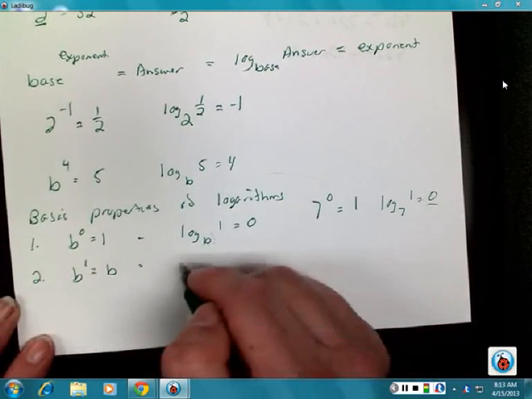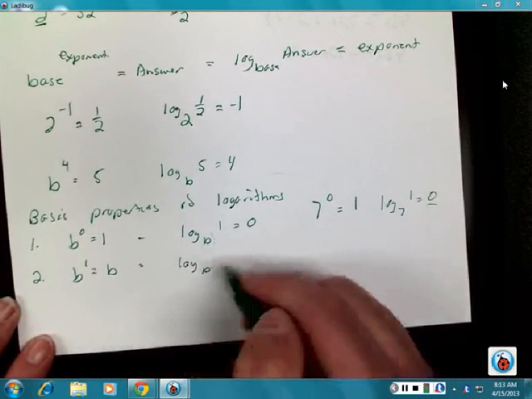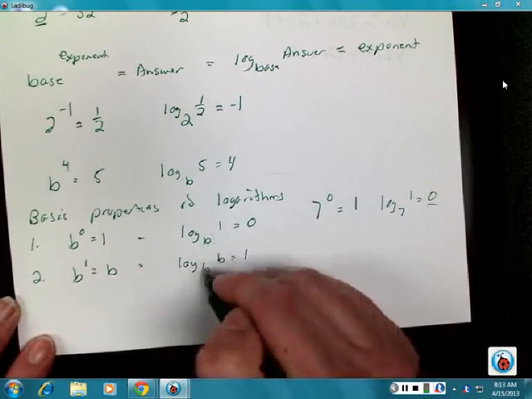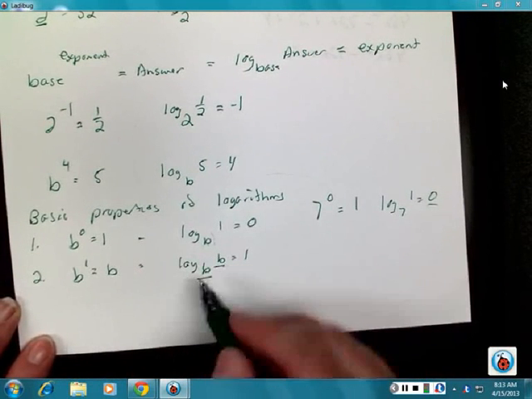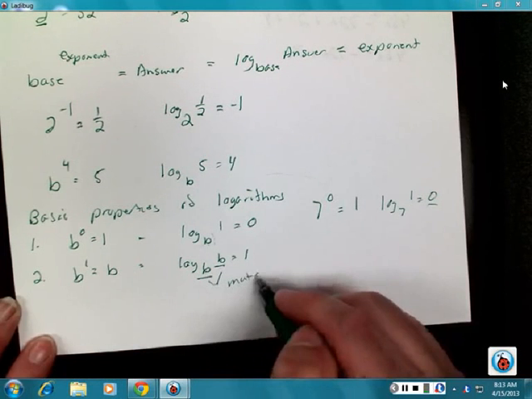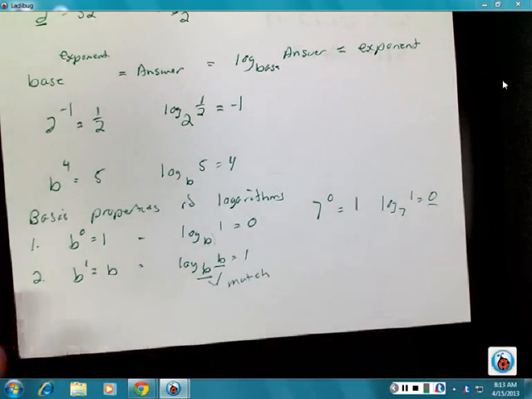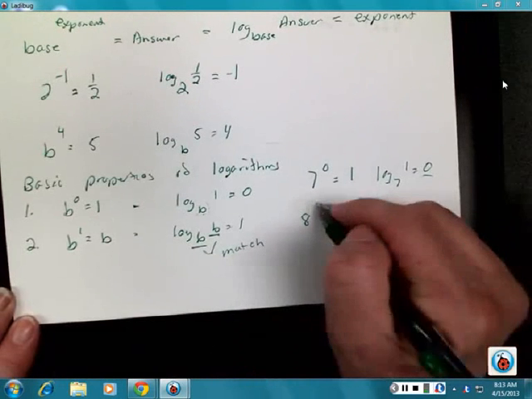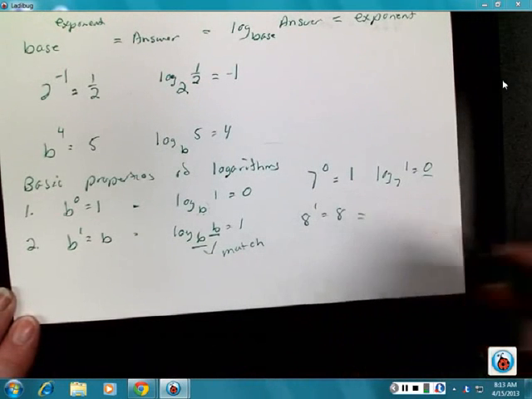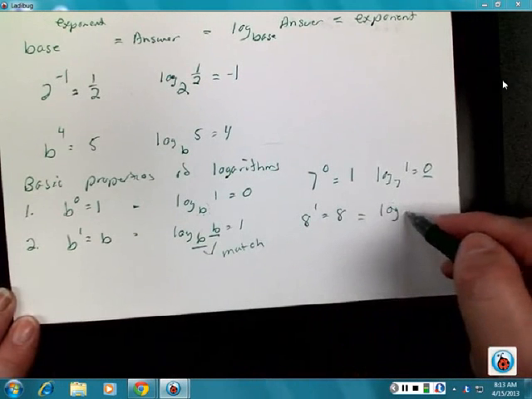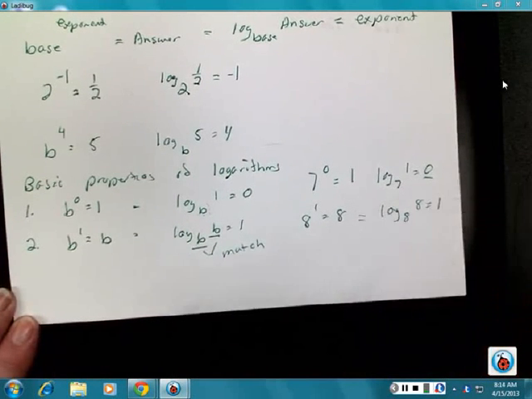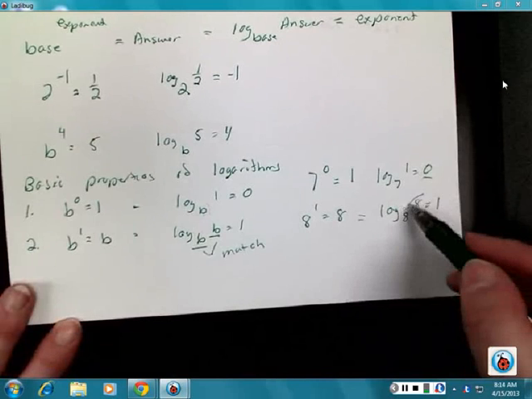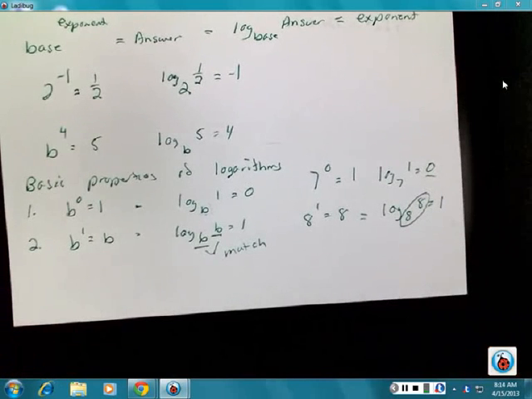And that happens because log b of b is equal to 1. And that means when these two pieces match each other, your answer is always going to be 1. So if I had 8 to the first power is equal to 8, so the log base 8 of 8 is equal to 1. So again, notice these 8s are in matching pattern there, and so I know that I have 1. So you can remember those. That's going to end up helping you out.